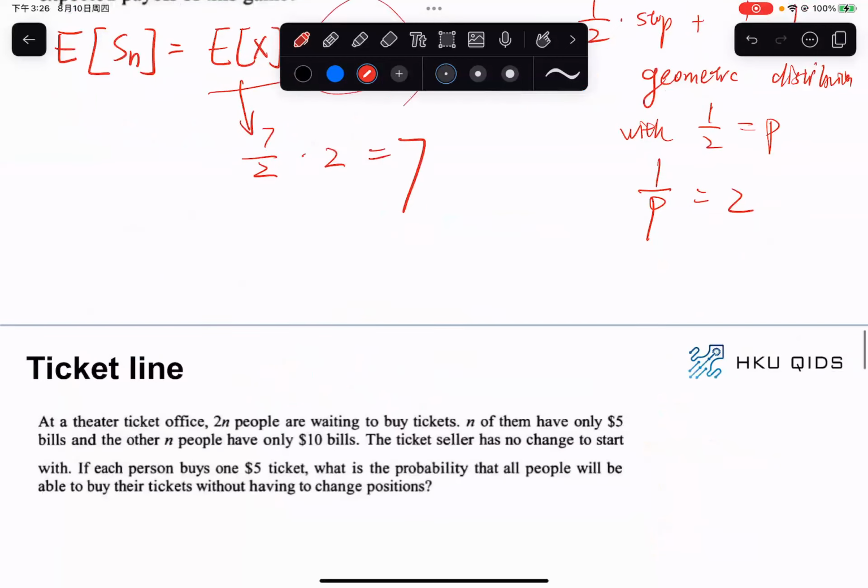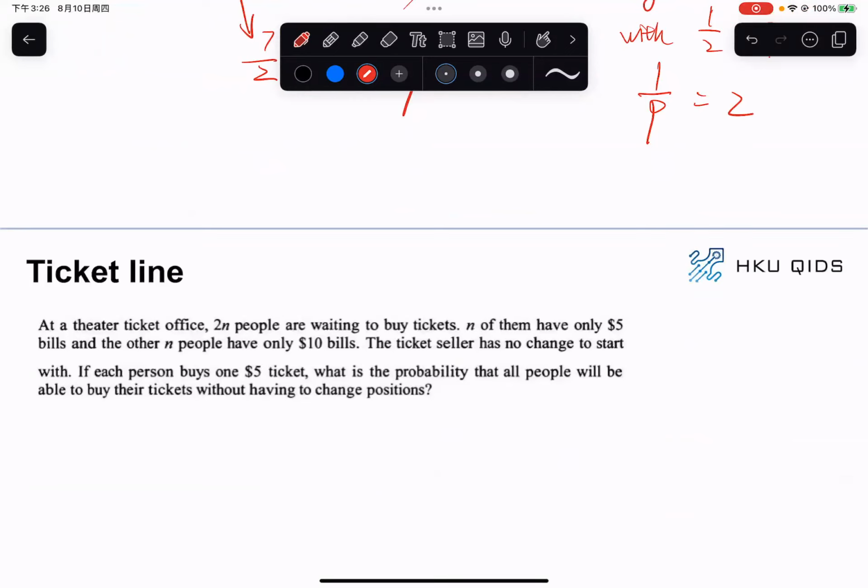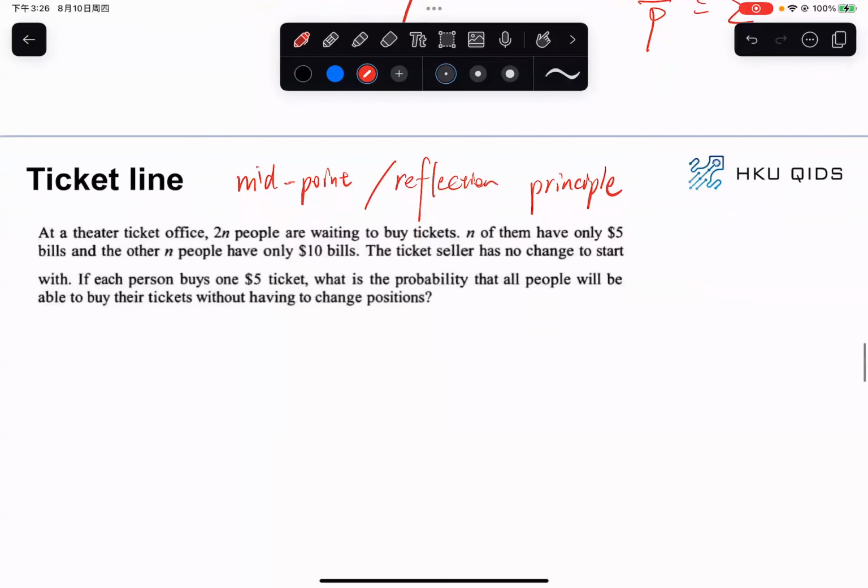And now let's go to the third question, the ticket line. So for this question, we are going to introduce one more important principle. I call it the midpoint, or we can call it the reflection principle. So let's first read the question. At the theater ticket office, 2N people are waiting to buy tickets, and N of them have only $5 bills, and the other N people have only $10 bills. So the ticket seller has no change to start with.